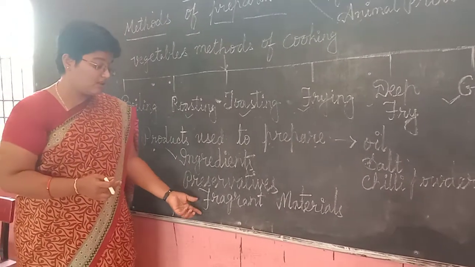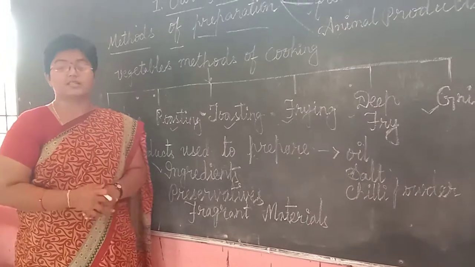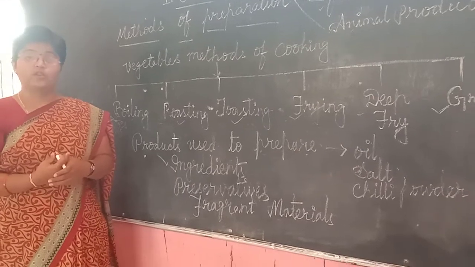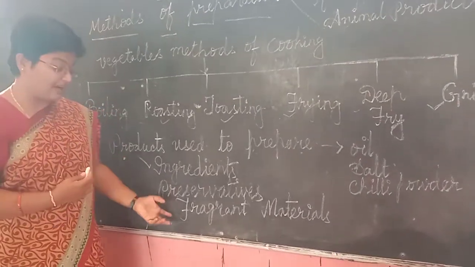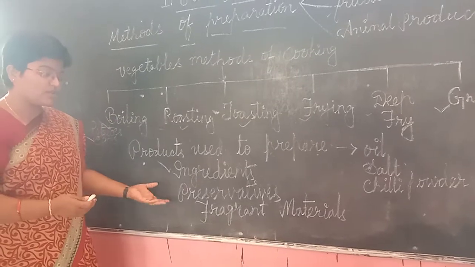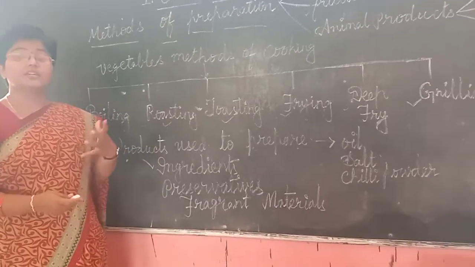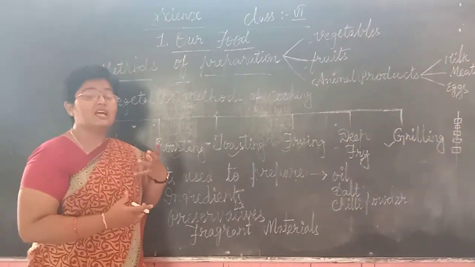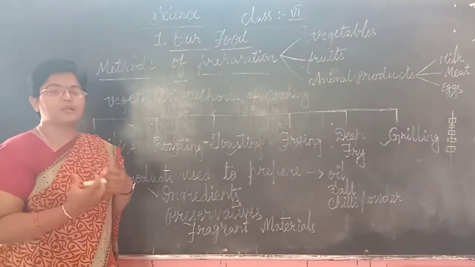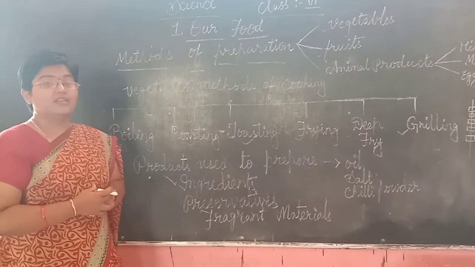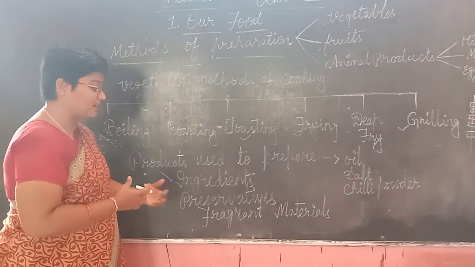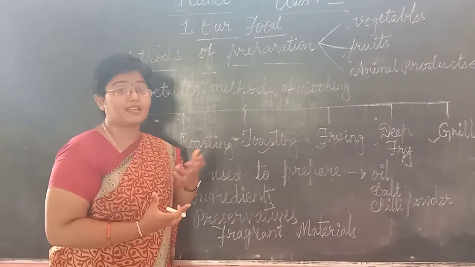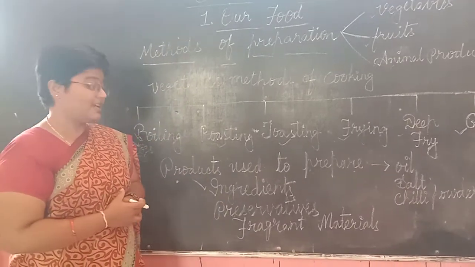Coming to the final thing, fragrant materials. What is meant by fragrance? Fragrance is nothing but a good smell or good aroma. So why do we use these fragrant materials? Have you ever observed the smell? If anybody is preparing sweets or some special food, have you ever got the smell of that special food from the kitchen? Yes, of course. Do you agree that the fragrance itself tells about the food item being prepared in the kitchen? Is it so, children? Yes.